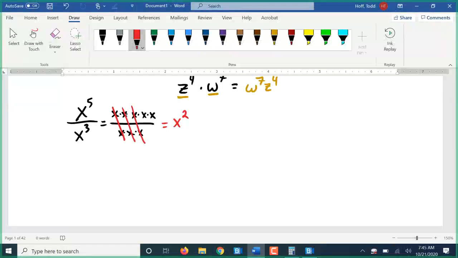That illustration even shows us the shortcut there. You may have seen if you have x to the a divided by x to the b, that comes out to be x to the a minus b.